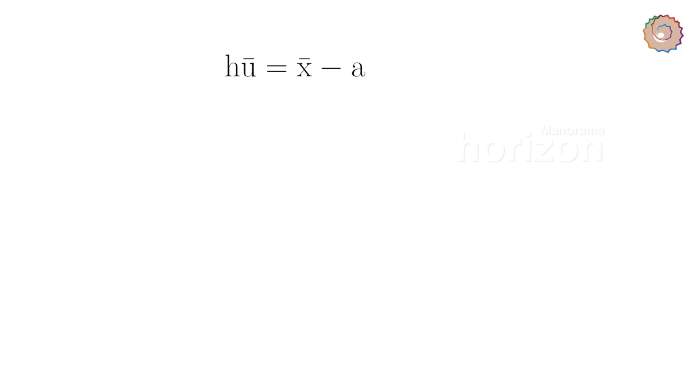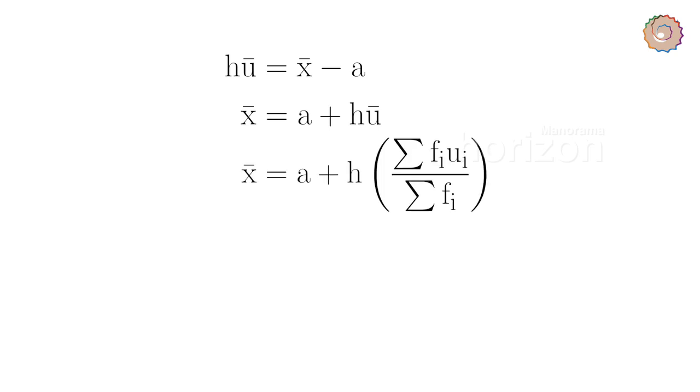Now, let us rearrange the equation. That is, h u bar is equal to x bar minus a, which gives you x bar is equal to a plus h u bar. Now, let us substitute the value of u bar. That is, x bar is equal to a plus h in brackets sigma fi ui divided by sigma fi.